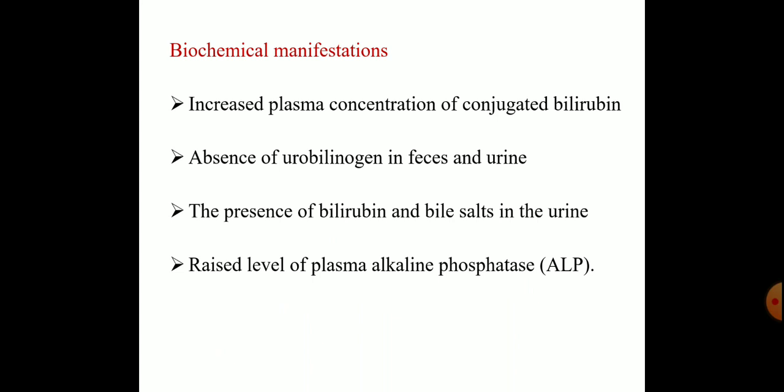The biochemical manifestations of posthepatic jaundice are increased plasma concentration of conjugated bilirubin, absence of urobilinogen in the feces and urine, the presence of bilirubin in the bile salts and in the urine, and raised levels of plasma alkaline phosphatase.